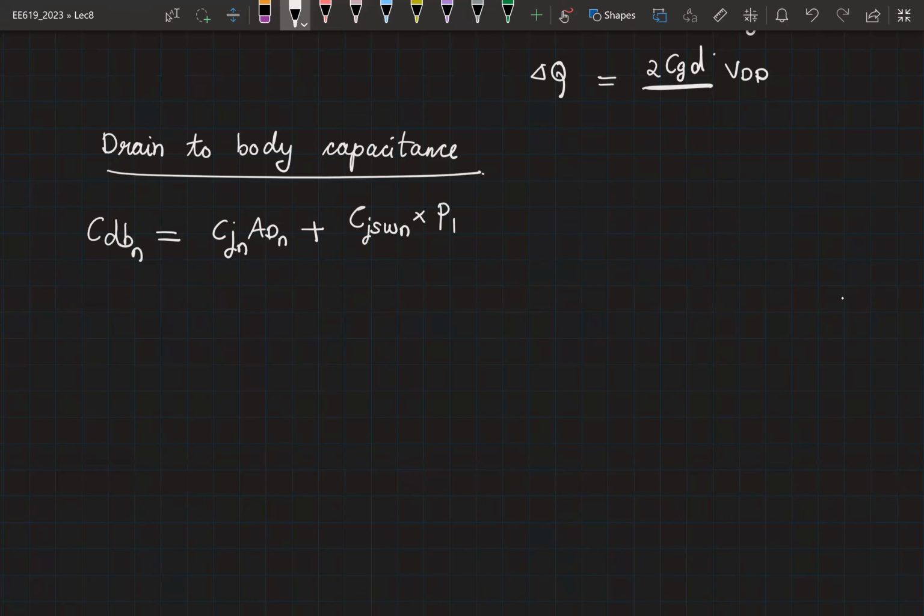So let me write it as PDN, with the understanding that we are ignoring the side corresponding to the channel. If you had source and drain, you will take the front side, back side, and this side for calculation of the perimeter. You will ignore the side corresponding to the channel. Okay. So CjN into ADN plus CjSWN into PDN.